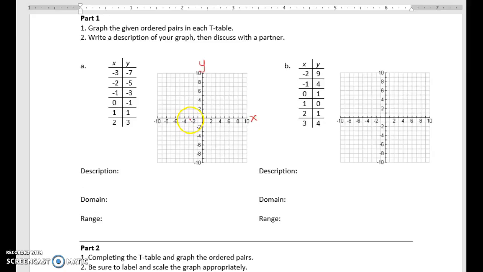We know that the axes are labeled X and Y based on what is stated up here. So if we just plot these points, (-3, -7) is here, and then we have (-2, -5). Oops, that one disappeared, back in there. And then (-1, -3), and (0, -1), and (1, 1), and finally (2, 3). Okay, so a general description of these points: they were going upward.